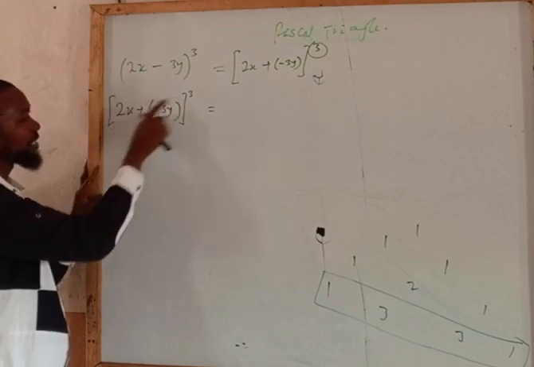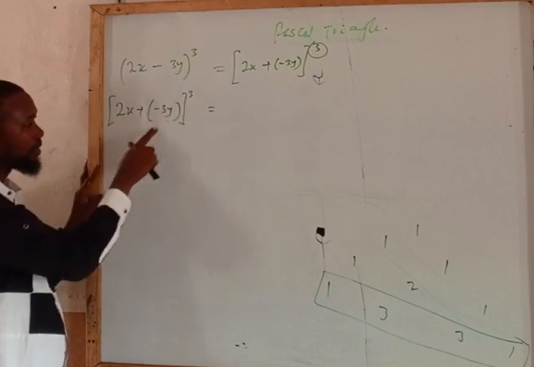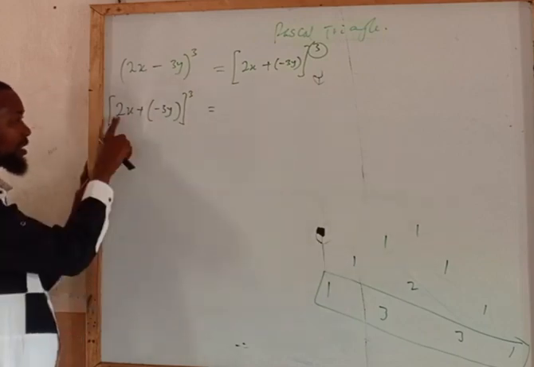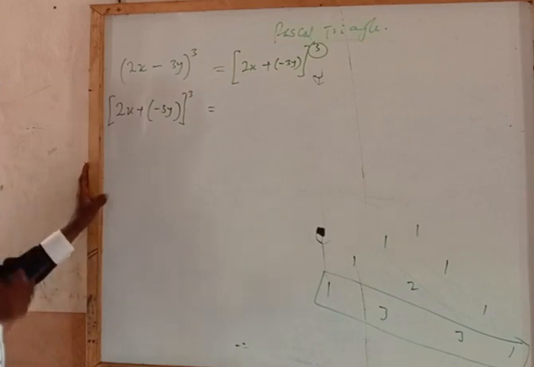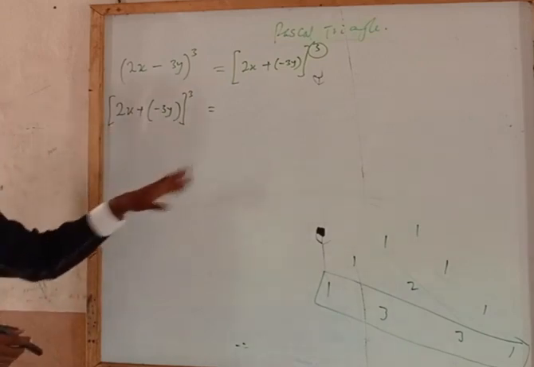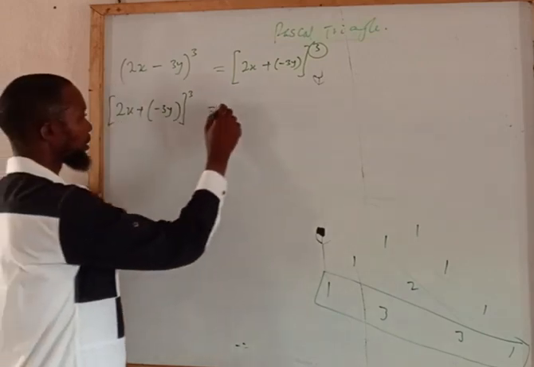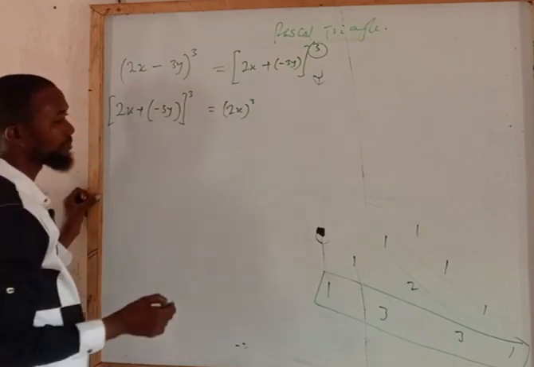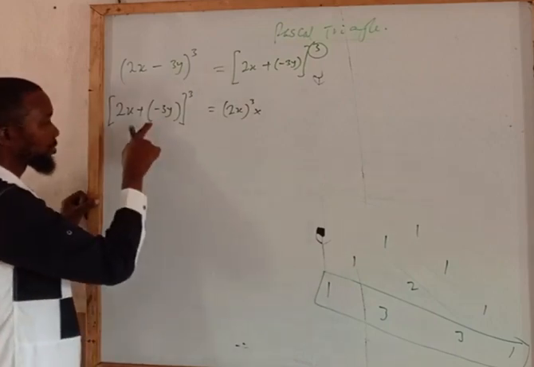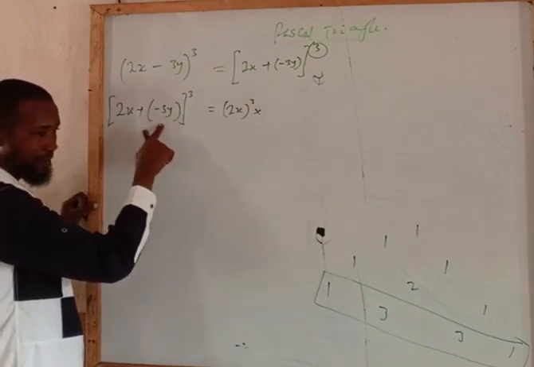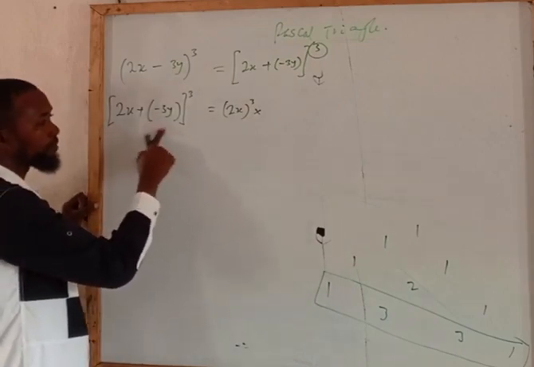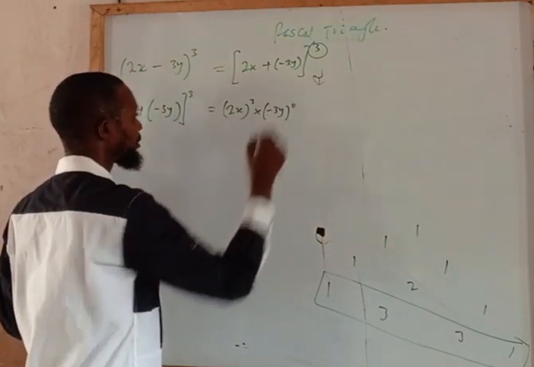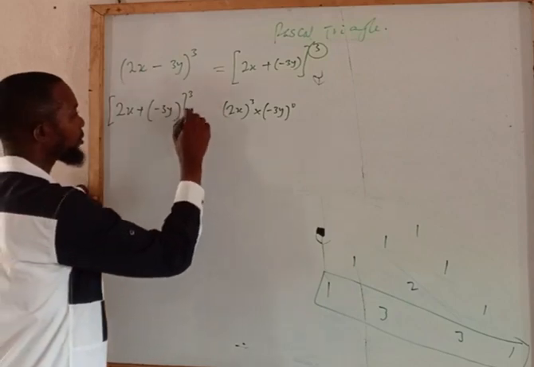Whereby the first element here takes the whole power, while no power is going to be given to this, and we'll continue dropping it that way until this one has the power of 0. So what I have here is 2x raised to power 3 multiplied by, this one initially will not have any power, that is, it will have a power of 0. So that will be multiplied by minus 3y, everything raised to power 0.